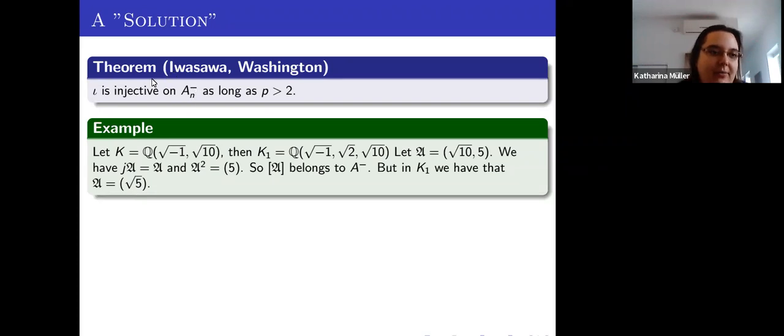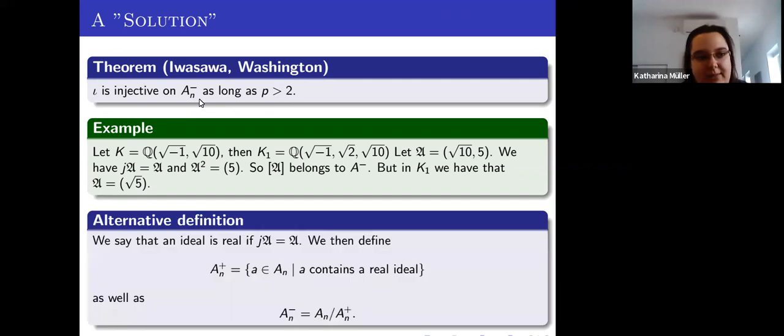So if I want to have some injectivity for p equal to 2, I have to change the definition of A_n^-.